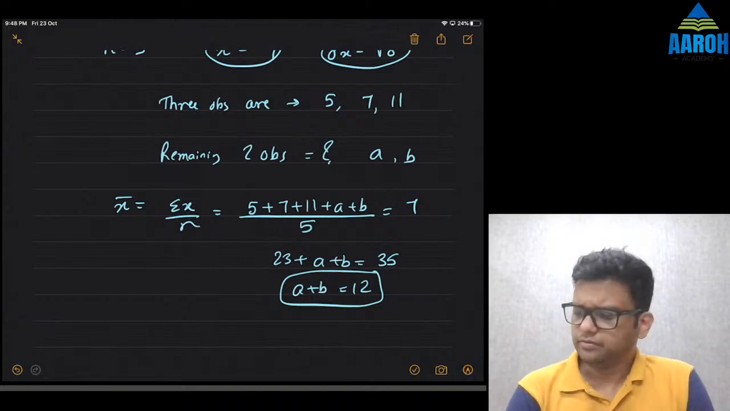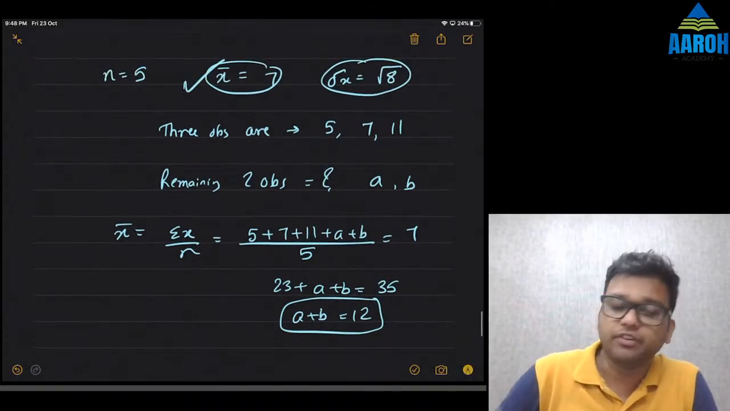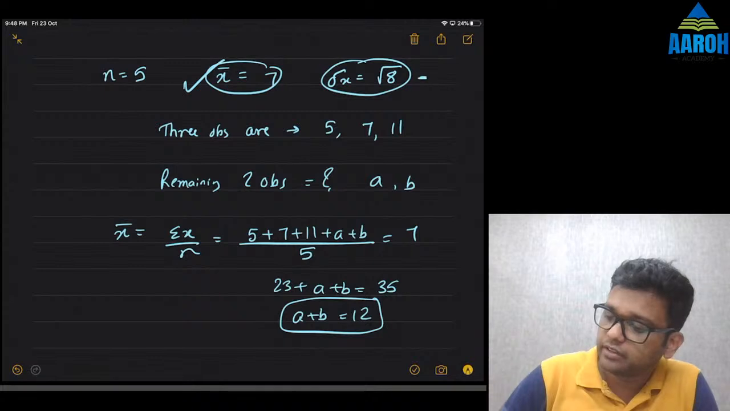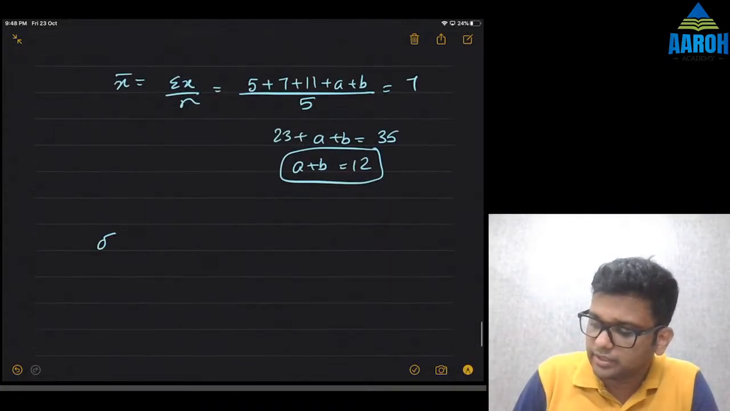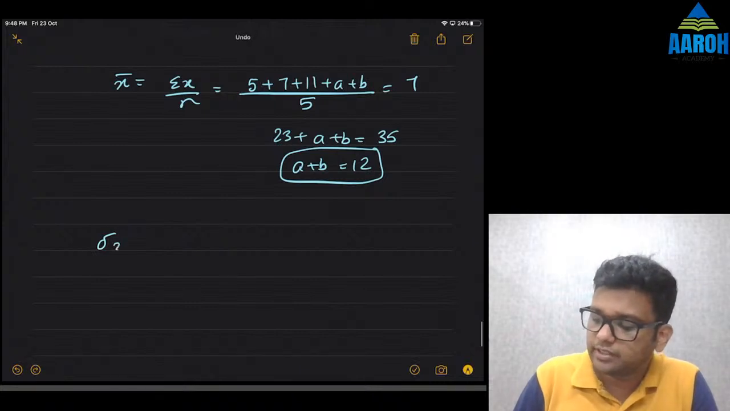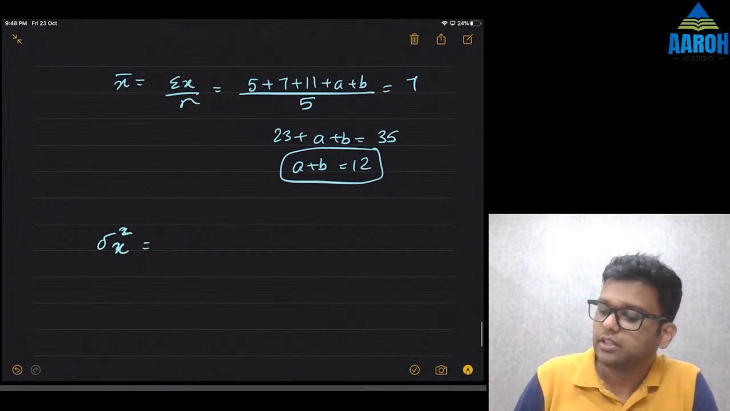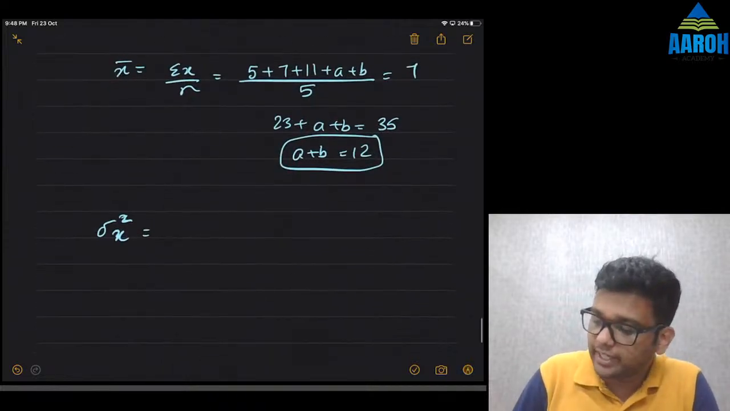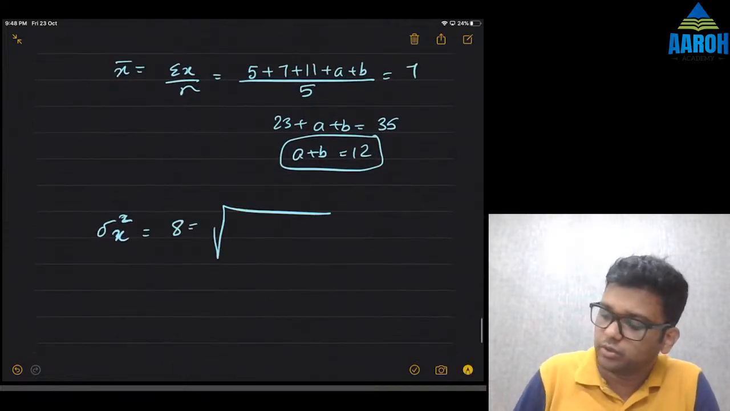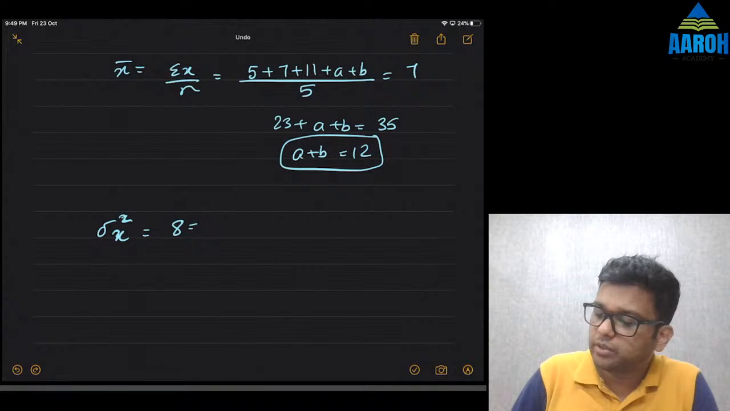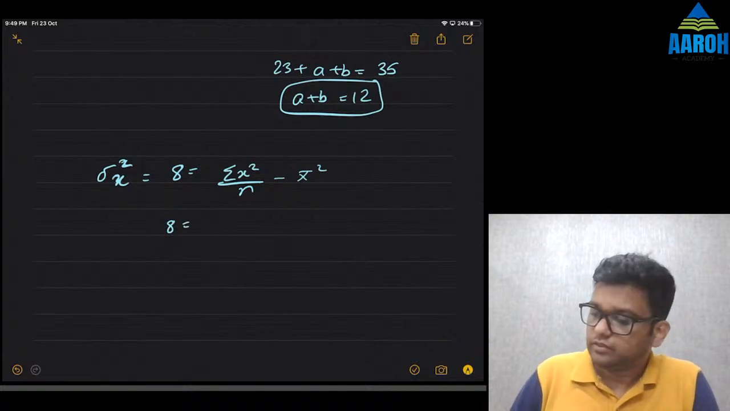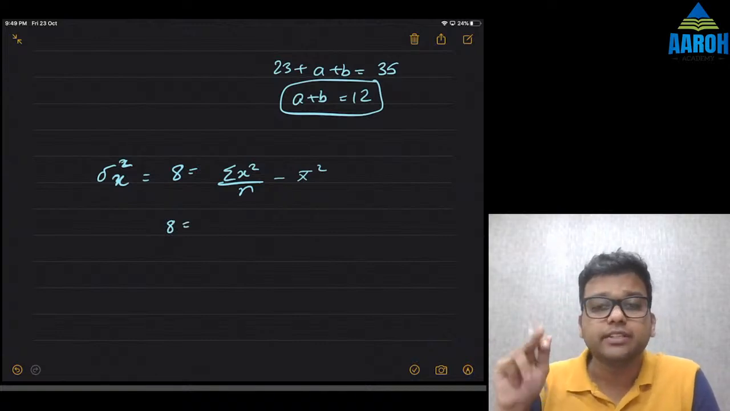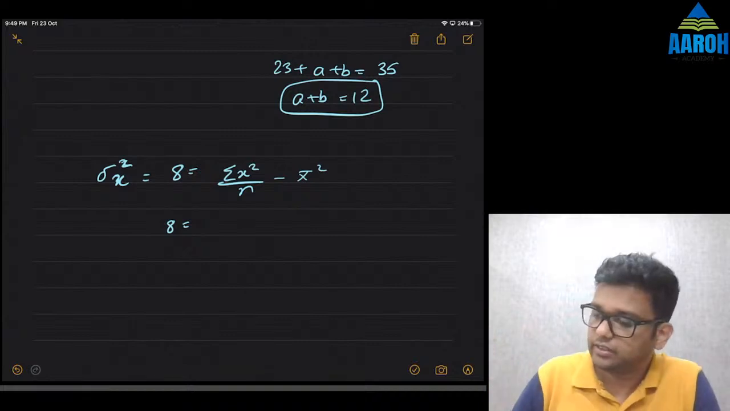A plus b is 12. So we used this information. Now let's use this information. Sigma x, what is the formula of sigma x? Let's take sigma square x. Sigma square will be root 8 squared, that is 8, which will be equal to summation x square upon n minus x bar square. So that will be 8 is equal to summation x square, that means sum of squares.